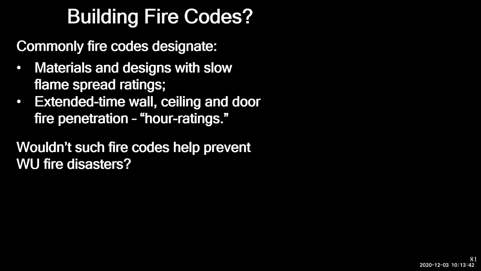Well, so what about current building fire codes? Commonly, our current fire codes designate materials and designs with slow flame spread ratings, and extended time wall, ceiling, and door fire penetration ratings. So wouldn't such fire codes help prevent wildland urban fire disasters?